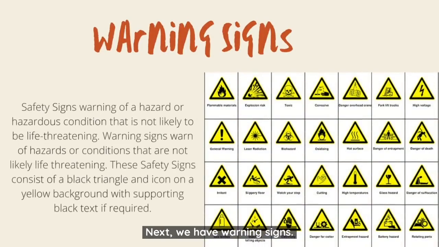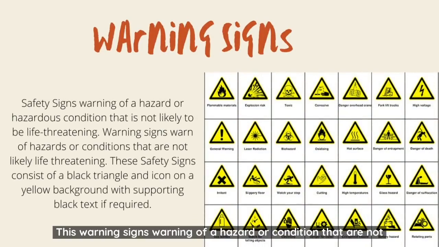Next, we have warning signs. These warning signs warn of a hazard or condition that is not likely life-threatening. These safety signs consist of a black triangle and icon on a yellow background with supporting black text if required.